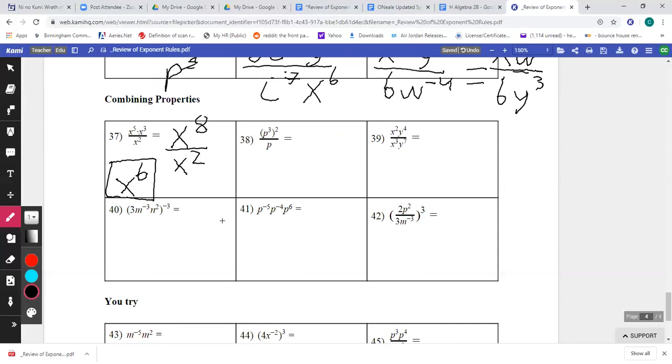38, the top is power to a power, so I know this is going to become p to the 6th all over p. And then once again, I'm going to subtract. So this is p to the 5th.